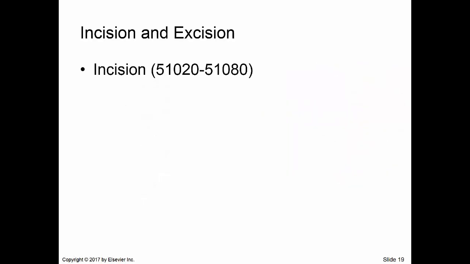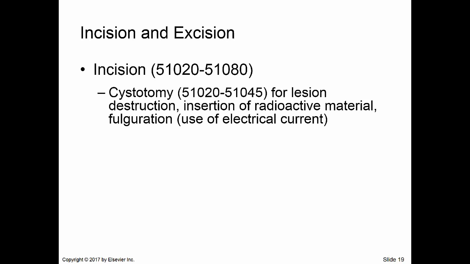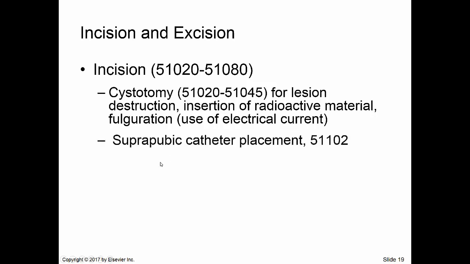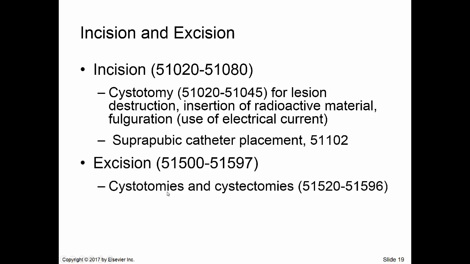Incision and excision codes: cystostomy for lesion destruction, insertion of radioactive material, and fulguration, which is the use of electrical current. These are suprapubic catheter placement codes. The excision codes are going to include cystotomies and cystectomies, cysto and cystec. This is when I talk about how important it is to read each letter in a code. See how similar these are, but how those few little letters right here and right there will make all the difference.